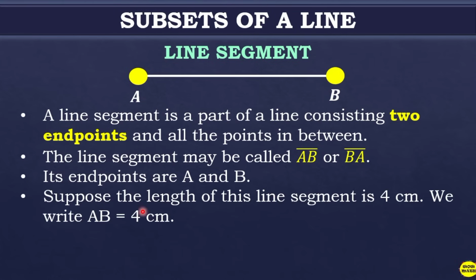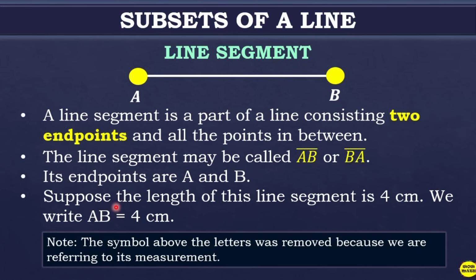And, suppose that the length of this line segment is 4 cm. Halimbawa, the measure of this line segment is 4 cm, 4 centimeters. So, we will write this as AB is equal to 4 cm. As you can see, nawala po yung symbol natin dito sa taas. Tatandaan that the symbol above the letters was removed because we are referring to its measurement.